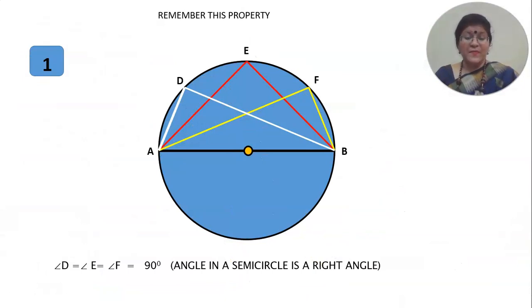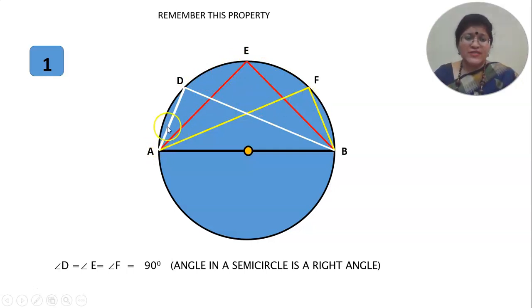Now I want you to remember this property that if AB is the diameter of the circle, then this entire region becomes a semicircle, and AB is the chord of the circle. The chord of the circle is dividing the circle into two equal parts because this chord is the diameter. Now, this angle D, angle E, angle F, each and every angle will be 90 degrees because the property is angles in a semicircle is a right angle.